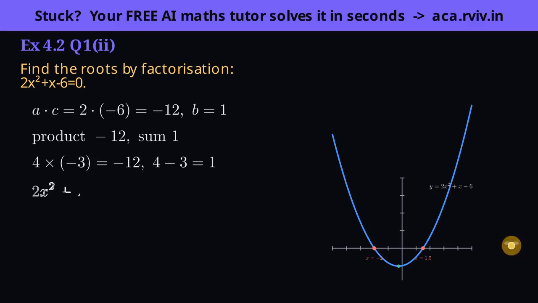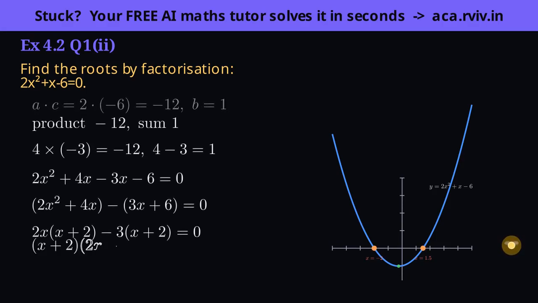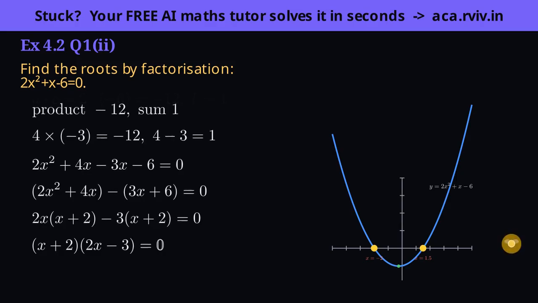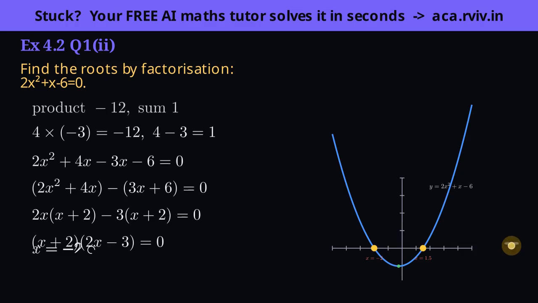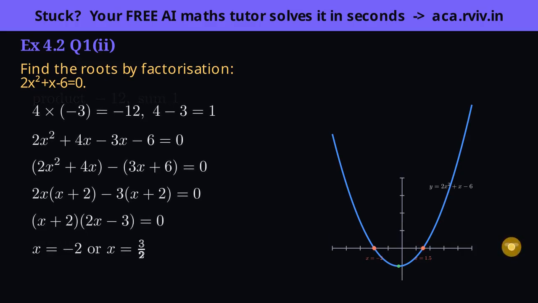Rewrite the middle term plus x as plus 4x minus 3x for grouping. Group the pairs, taking a minus outside the second pair. Pull 2x from the first, 3 from the second, both leave the bracket x plus 2. Factor out the shared bracket with 2x minus 3 as the partner. Zero product rule gives x equals minus 2 or 2x minus 3 equals 0, which is x equals 3 halves.